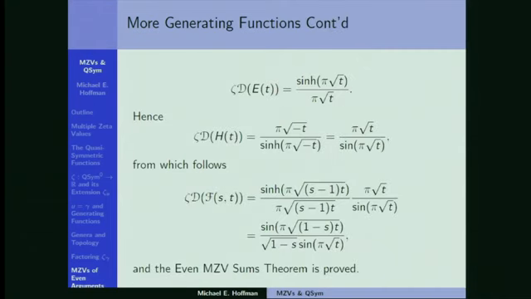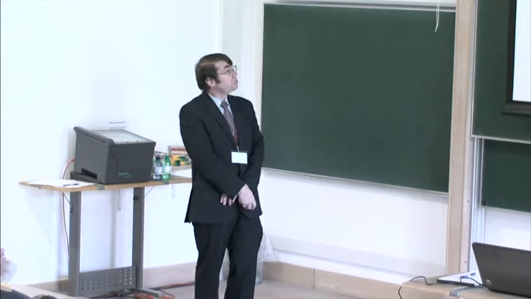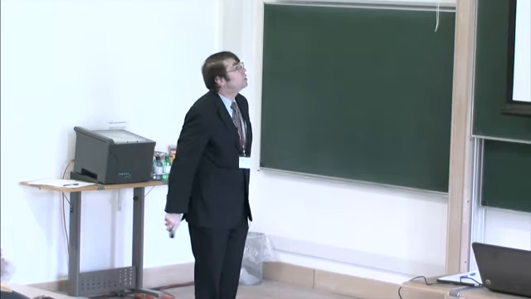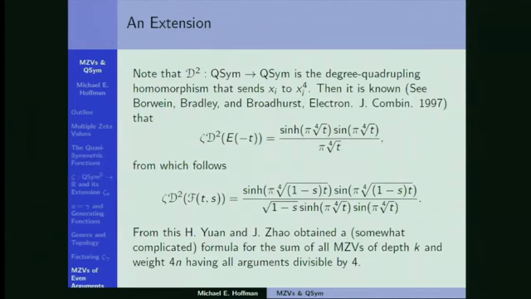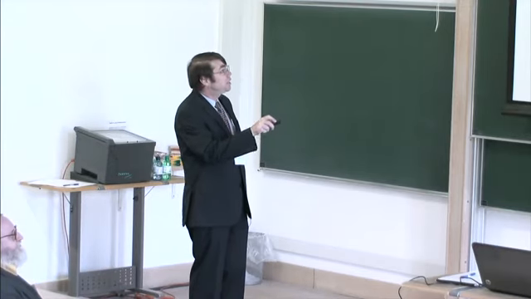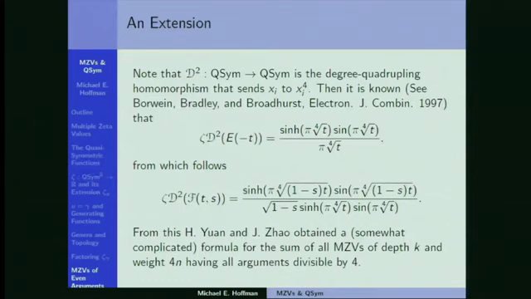So it turns out you can get a little more out of this. If instead of looking at this degree doubling homomorphism from the quasi-symmetric functions to themselves, you look at d squared, this takes xi to xi to the fourth. It means you take m sub i1 up to ik and you replace it with m sub 4i1 up to 4ik. Going back to Borwein, Bradley, Broadhurst, 1997, they don't write it quite this way, but you can write the generating function for what happens to e of minus t that way.